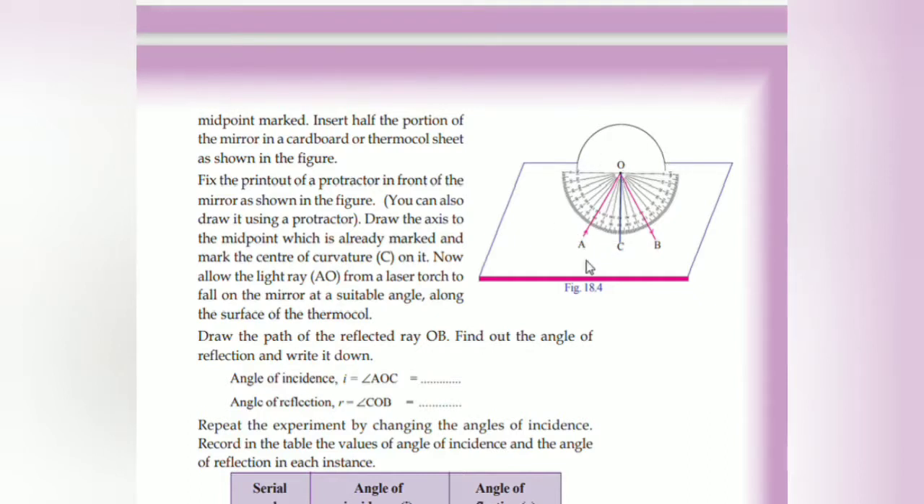OA is the light ray that is being passed to the mirror, and OB is the reflected ray from the torch, that is, the path of the reflected ray is OB. Find out the angle of reflection and write it down.